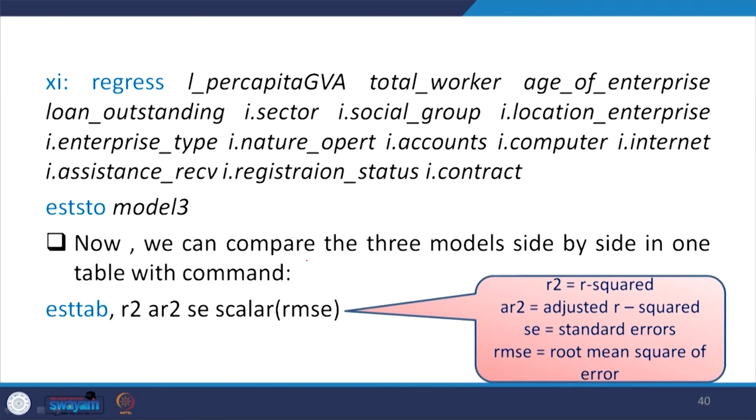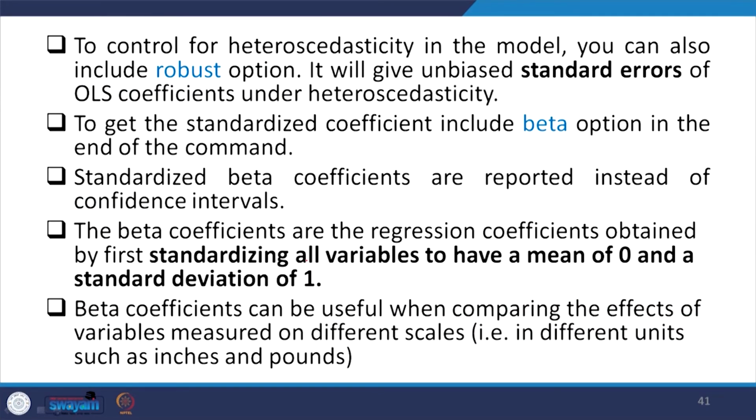Alright. So, let us move to some other clarifications. We have almost dealt with most of the important aspects, but some other interpretations are still left. Now, to control for heteroscedasticity in the model, I think we have already discussed the aspect of heteroscedasticity, we can also include robust options.